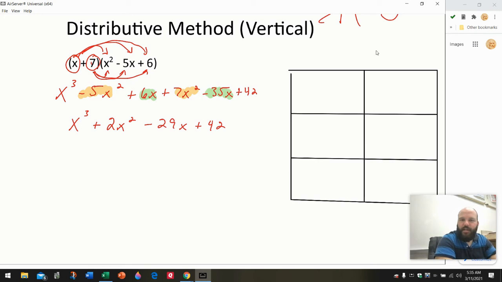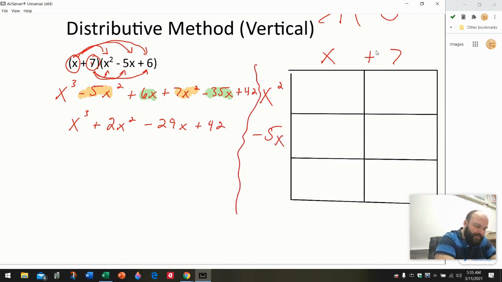So the first expression, x plus 7, we will put right here, x plus 7. But then the next expression, we'll put x squared for the first box, then negative 5x for the second box, and then finally, we will put 6 for the third box. So you can see we needed 3 boxes along the side so we can have a space for each of the terms in the second expression.